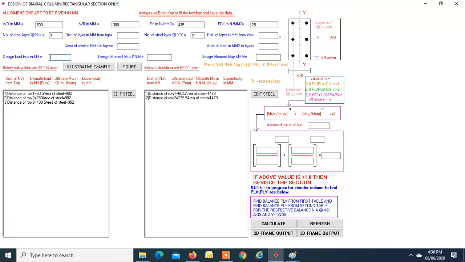Right. Now our PU is 1200 kilonewton, MUX is 75 kilonewton, MUY is 50 kilonewton.